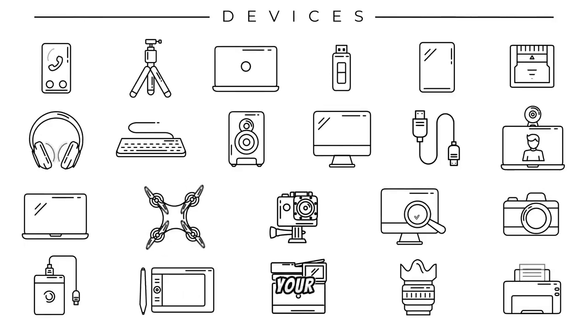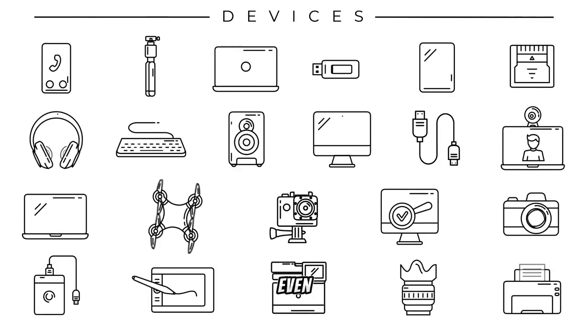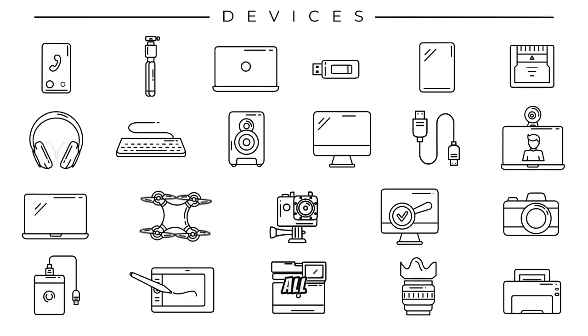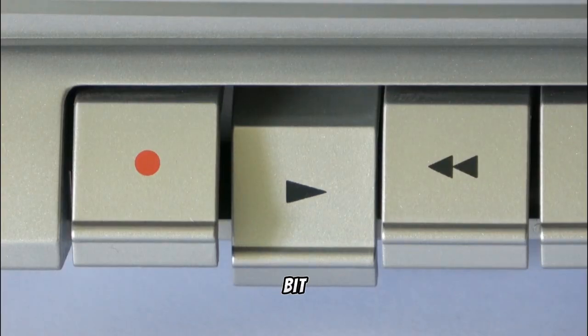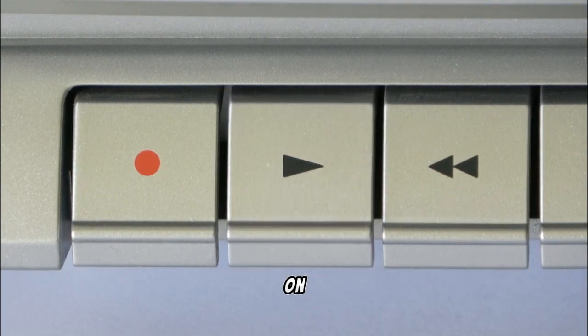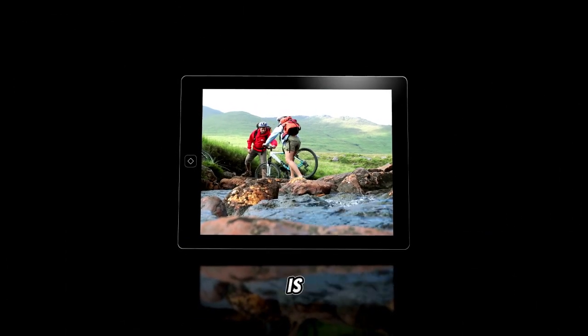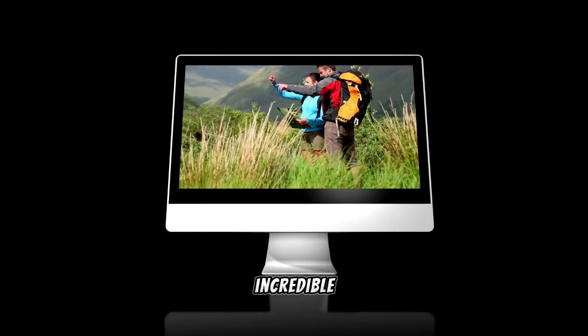Every device you use, your phone, your laptop, even your smart TV, is a classical computer. At their core, they all work with bits. Think of a bit like a light switch. It can either be off, which we call a 0, or on, which we call a 1. Every photo you take, every video you watch, every app you open, is just a massive collection of these tiny switches flipping on and off at incredible speeds.